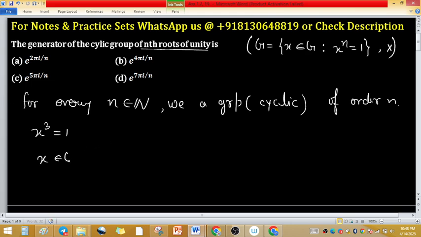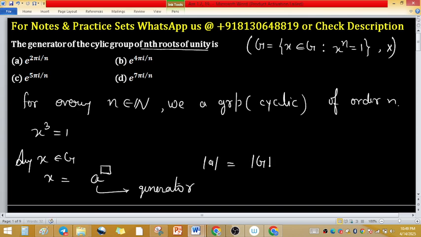Suppose x belongs to G, any x. Then x can be written as a raised to some power. So any element x can be written as a power of the generator. Here a is the generator, and the order of the generator equals the order of the group.